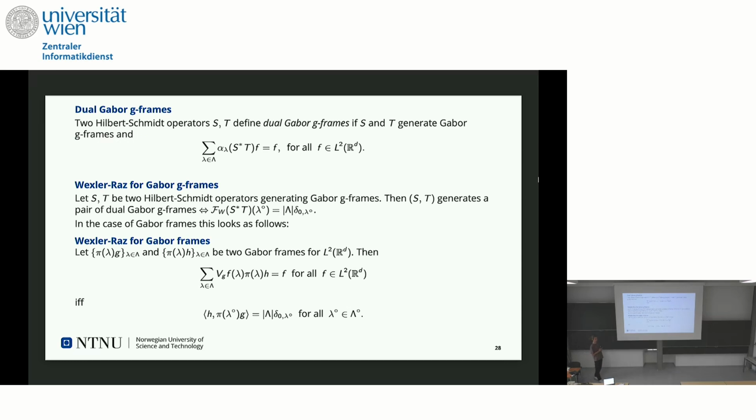Just like we have dual frames in the function setting, we can consider dual G frames in the G frame setting. So there's going to be two operators such that the Gabor G frame operator of S and T is going to give us the identity. Accordingly, we can consider the Wexler-Raz condition, and that's then just given by the Fourier-Wigner of S star T evaluated at the identity, or rather only being evaluated at the identity.